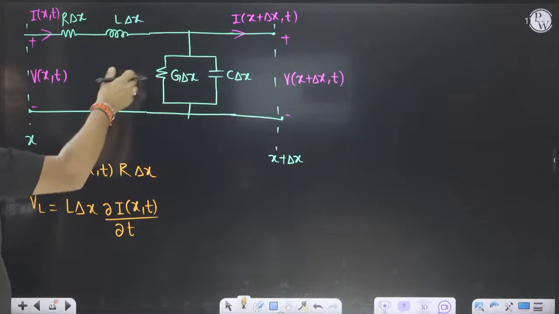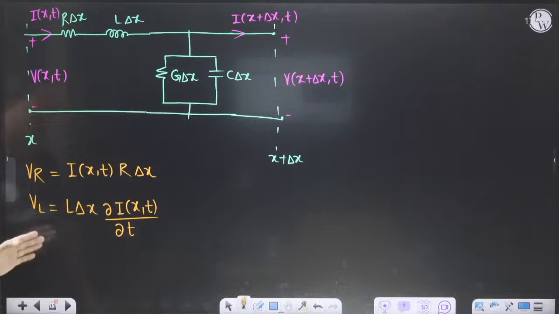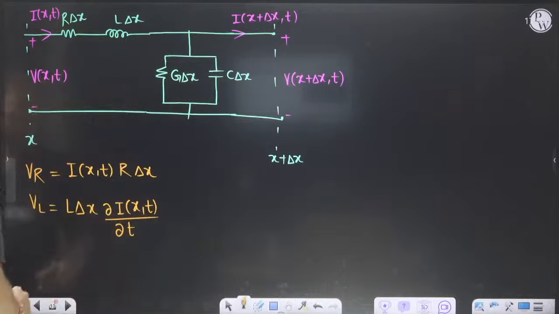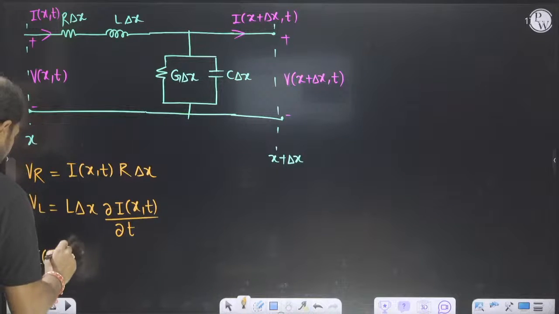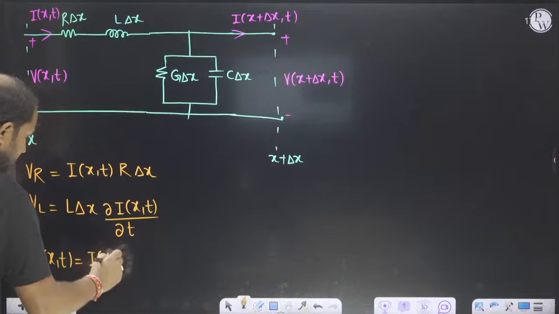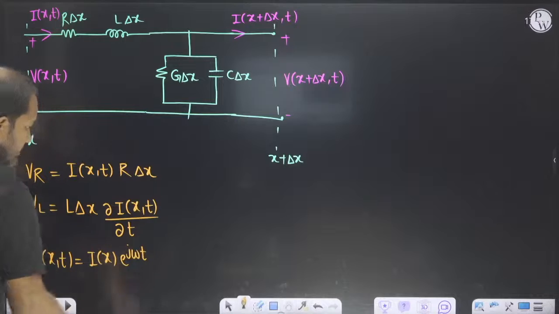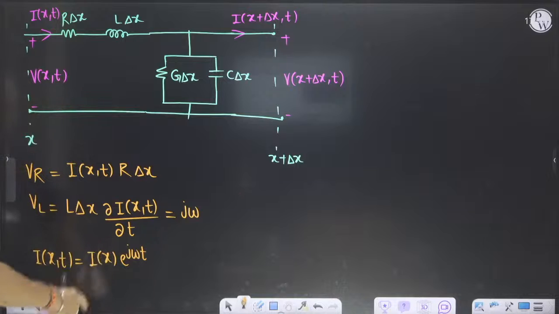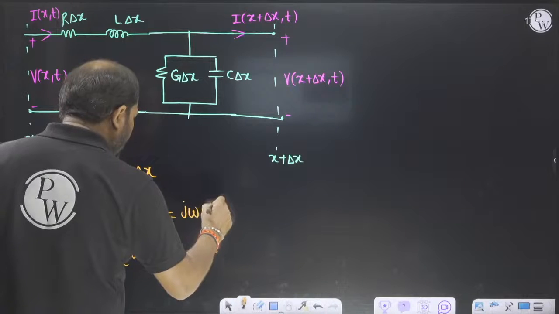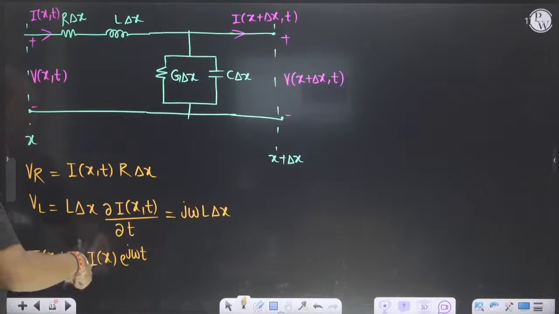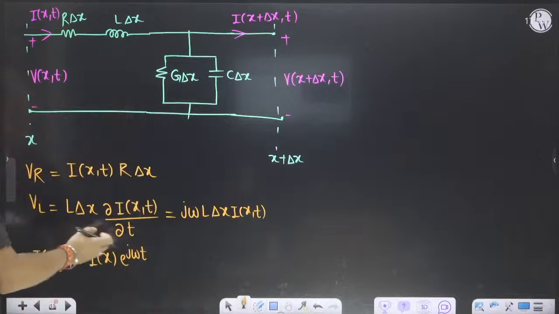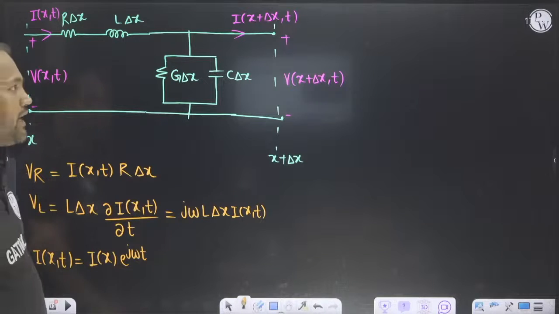So what will our voltage drop be? I know that current and voltage are time harmonic, so it will be e to the power j omega t. If I differentiate with respect to time, it will be j omega L into delta x into I(x,t). So we have derived the equations for VR and VL.